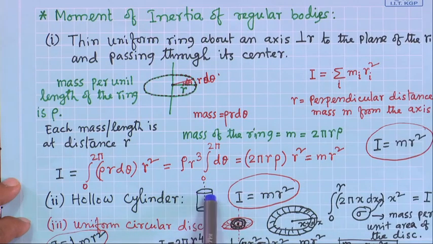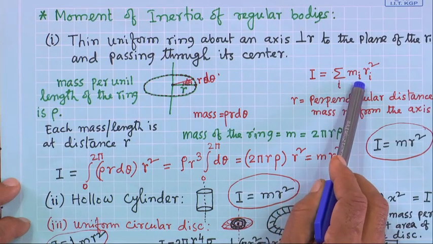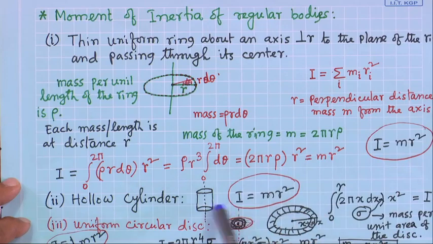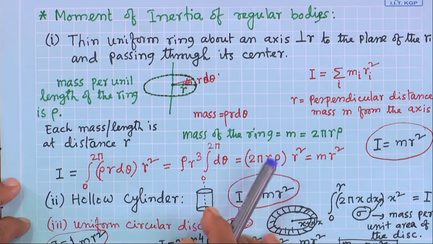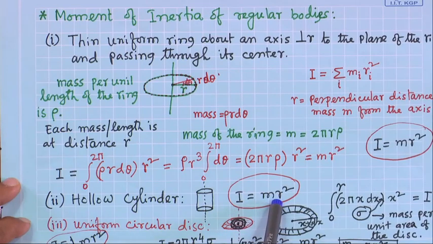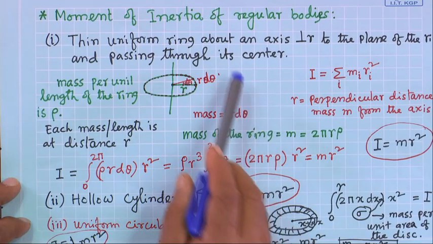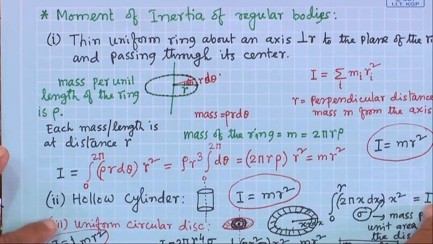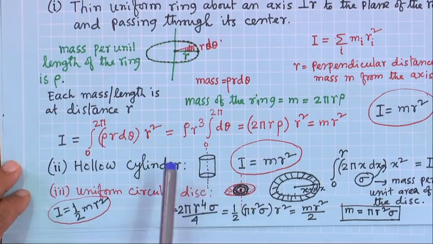So in this case also, for each ring, ring 1, 2, 3, 4, 5, 100, whatever, if the masses are m 1, m 2, m 3, m 4, m 5, then we have m 1 r square, m 2 r square, m 3 r square, m 4 r square, if you take the summation. Then basically it is m 1 plus m 2 plus m 3 etcetera, into r square. This is nothing but the total mass of this hollow cylinder. So, one can find out the moment of inertia using this knowledge, or directly also you can find out by calculating like this.